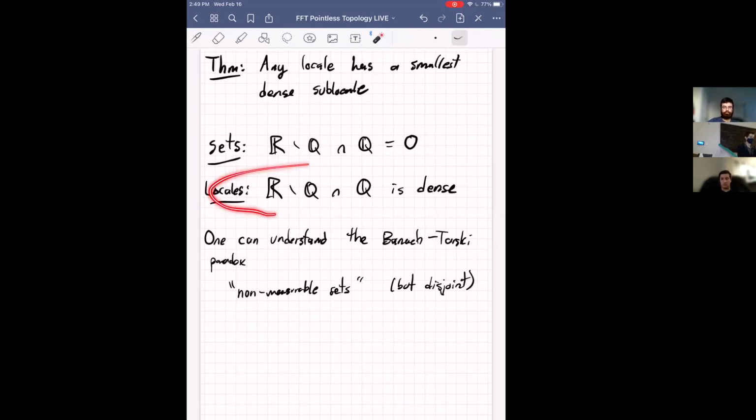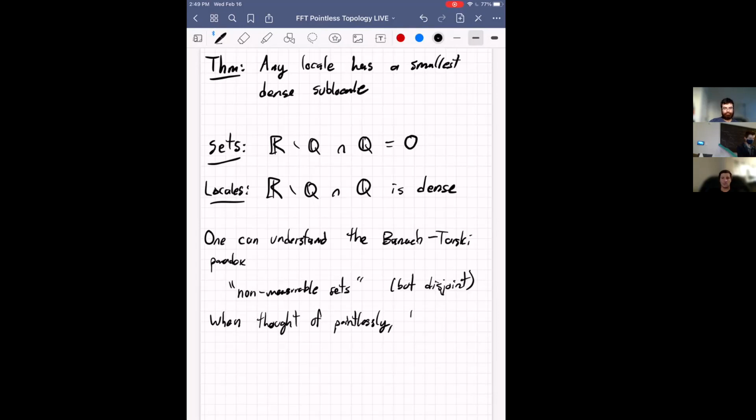Somehow, a similar thing happens with locales, with R mod Q and Q happening to be these non-measurable sets. So when thought of localically, when thought of pointlessly, such sets will not be disjoint. I guess the idea is that locales will see all of the possible open neighborhoods of one of these pieces that contains any part of the other one.